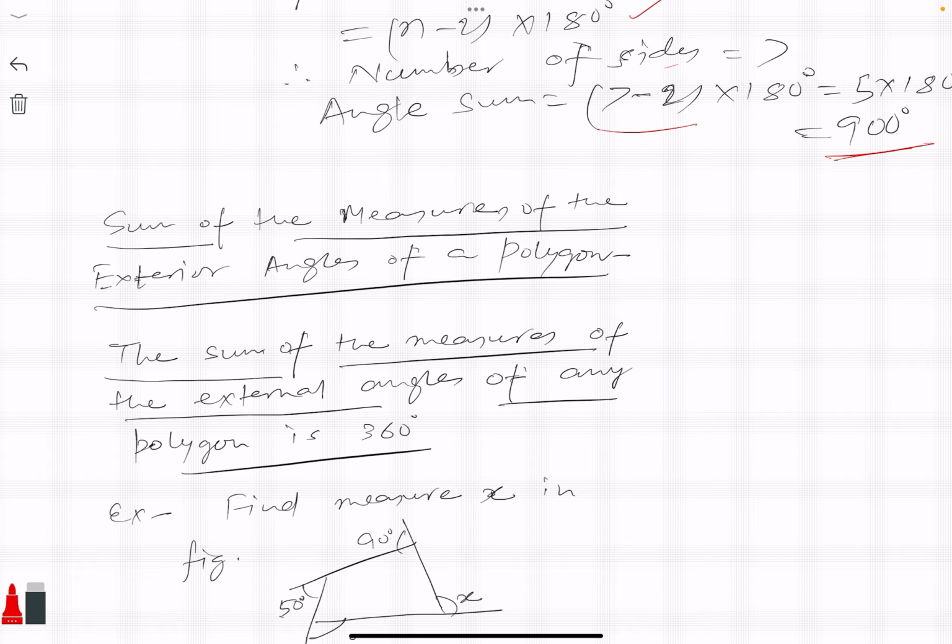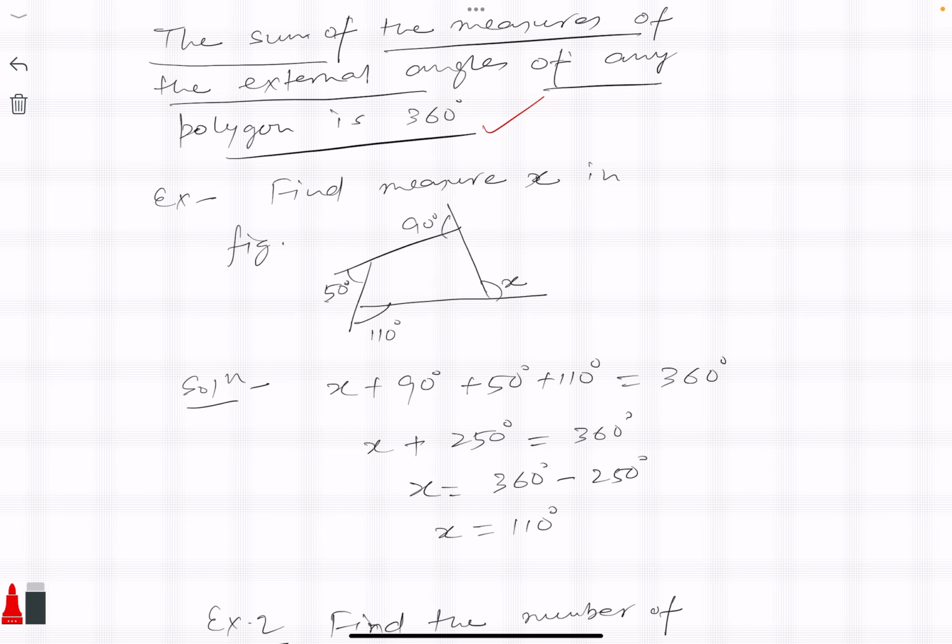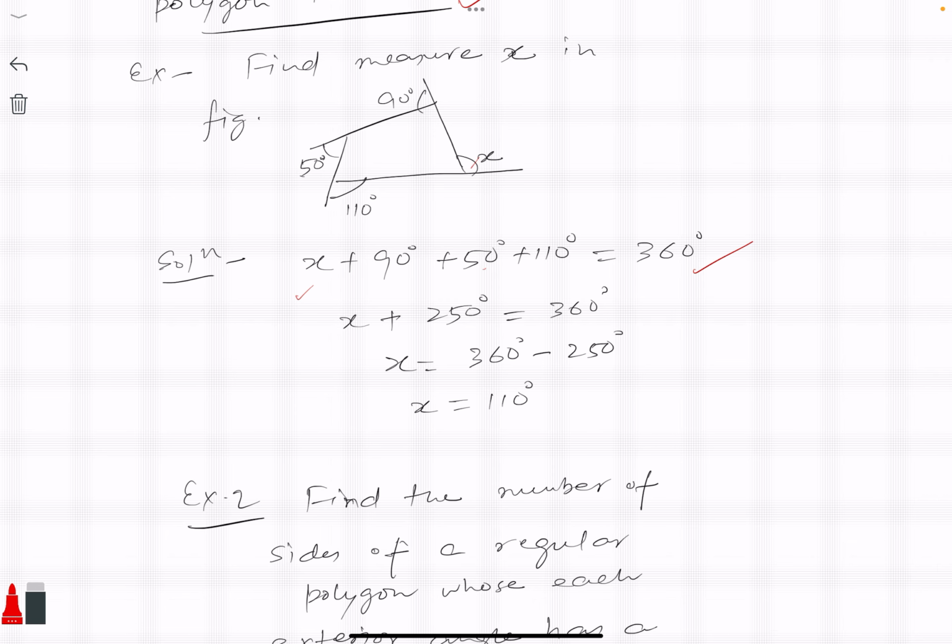Sum of the measures of the exterior angles of a polygon: the sum of the measures of the exterior angles of a polygon is 360 degrees. In this question, find the measure x. This is the exterior angle in this figure. Here x plus 90 degrees plus 50 degrees plus 110 degrees is equal to 360 degrees. So we find x. x is equal to 110 degrees.